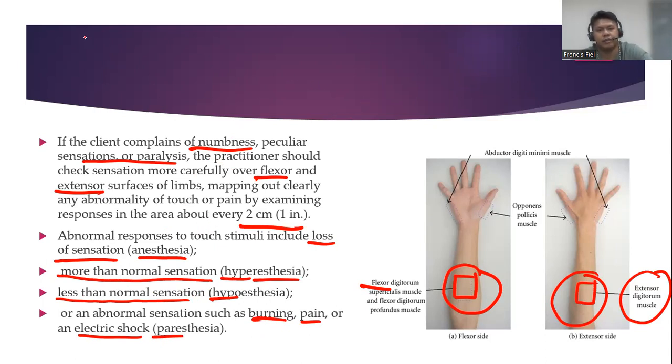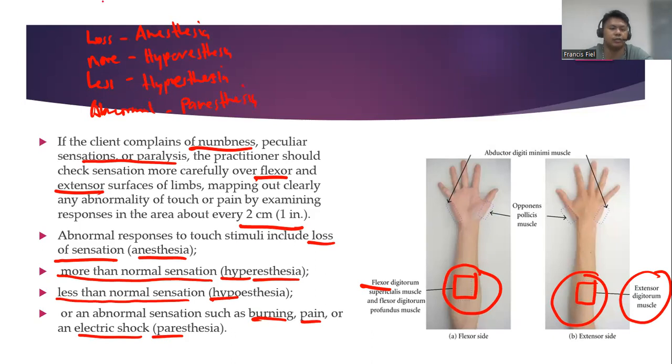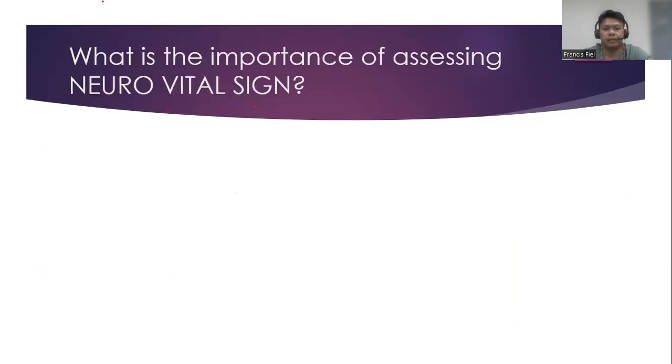Let's try to write it down. So, you have a loss of sensation, you have your anesthesia. Then, more than normal, hyperesthesia. Then we have your less than normal, you have your hypoesthesia. And then pag abnormal, you have your paresthesia. Alright? So yun yung apat na yun. Alright, now let's continue.